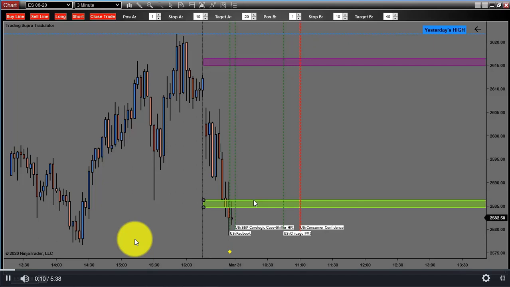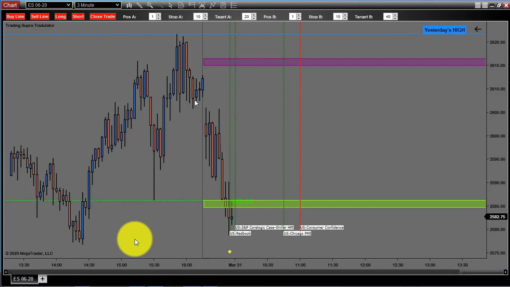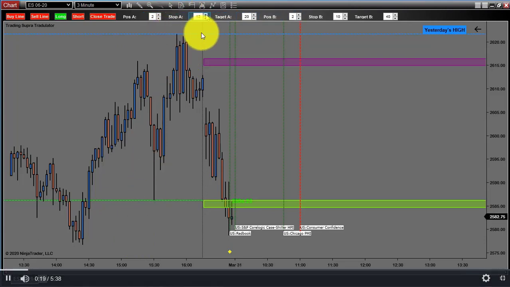I thought I'd show you how it works with a live trade. This is a recording of a trade earlier on March 31st. As you can see, I'm adjusting my quantities. I'm adjusting my stop. My position is divided into two parts. That's with Supra Tradulator. So I know it's a bit of a fast start here.